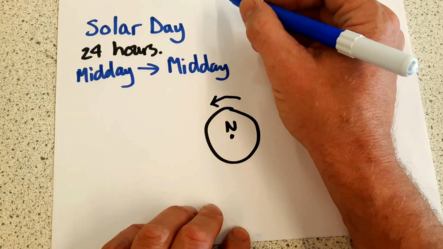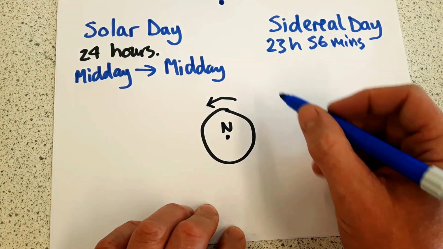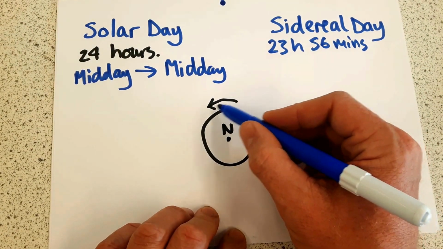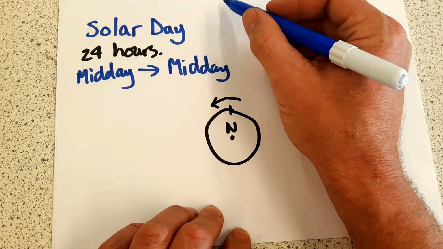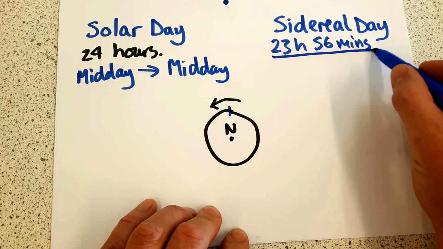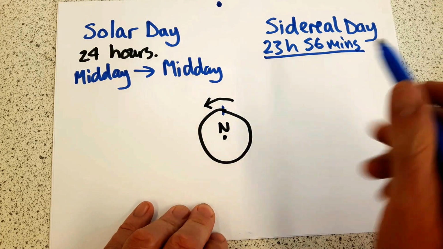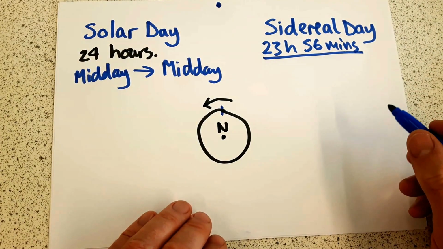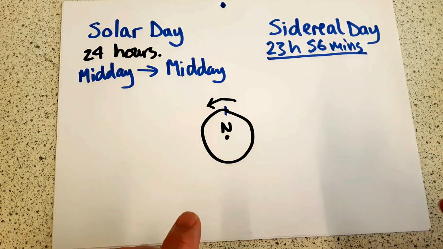So if we imagine a distant star over here, we see it here, and then after one complete rotation, we would see it again in the same position. That takes 23 hours and 56 minutes. The solar day is longer because we are in orbit around the sun.